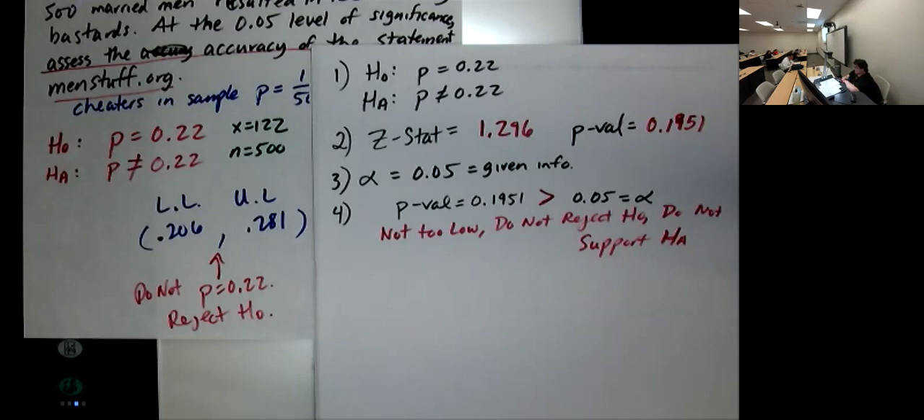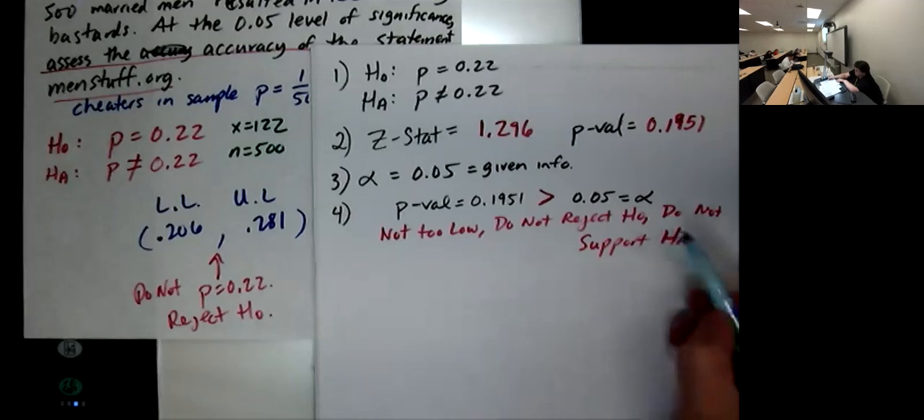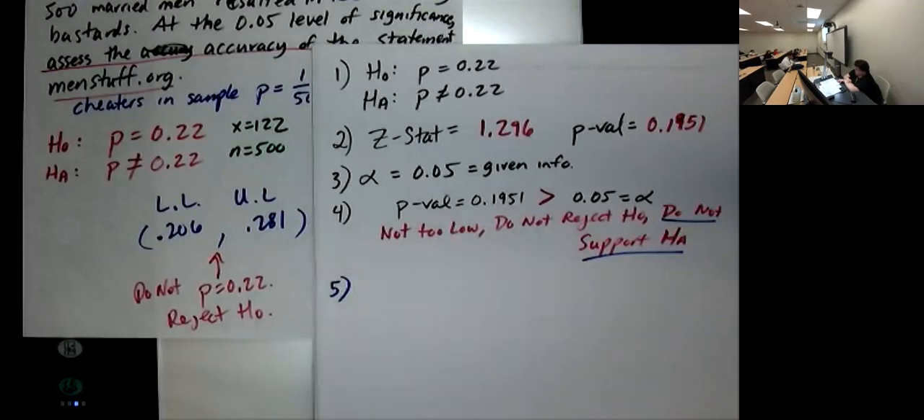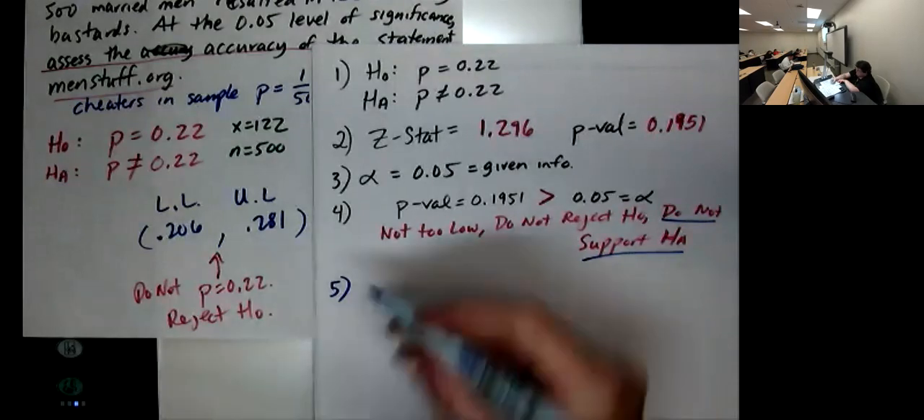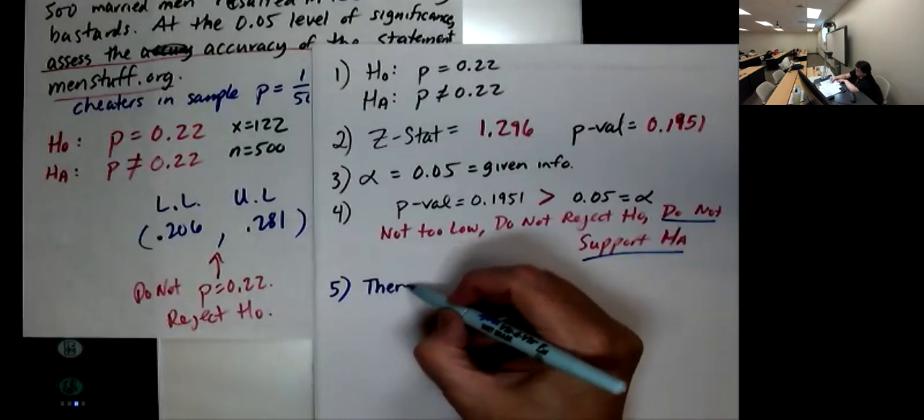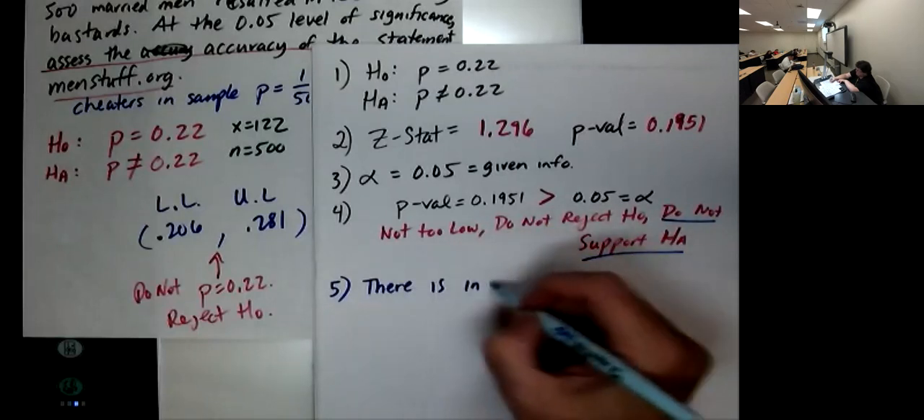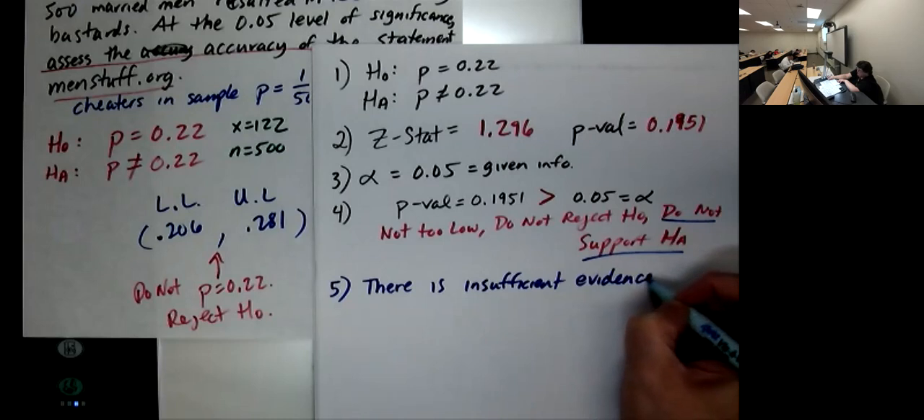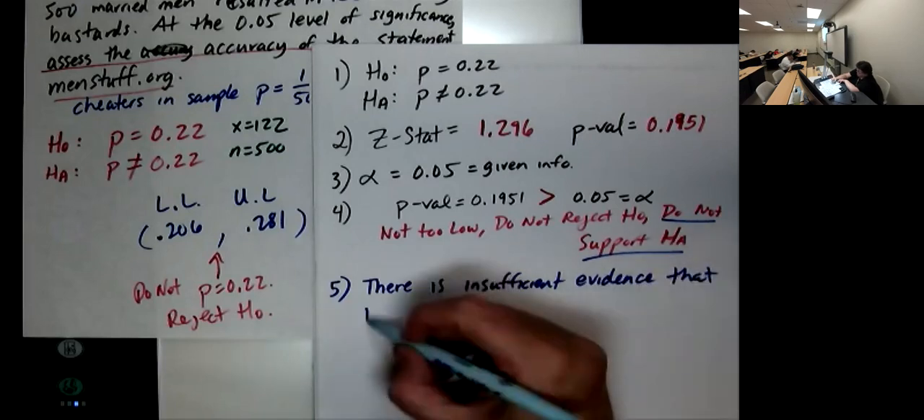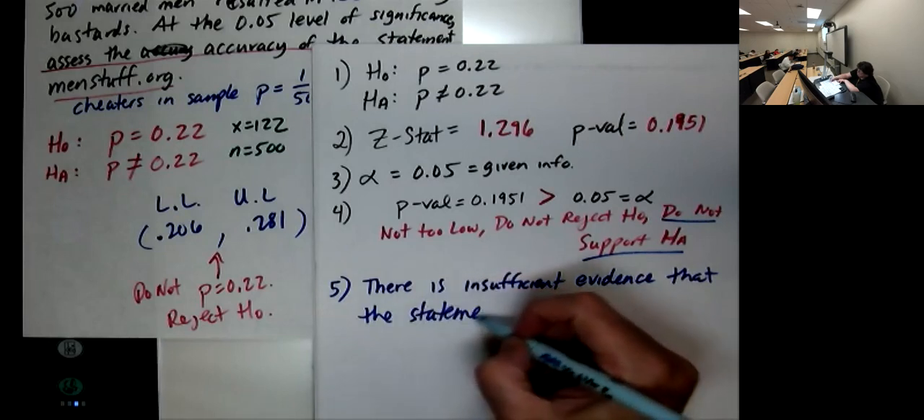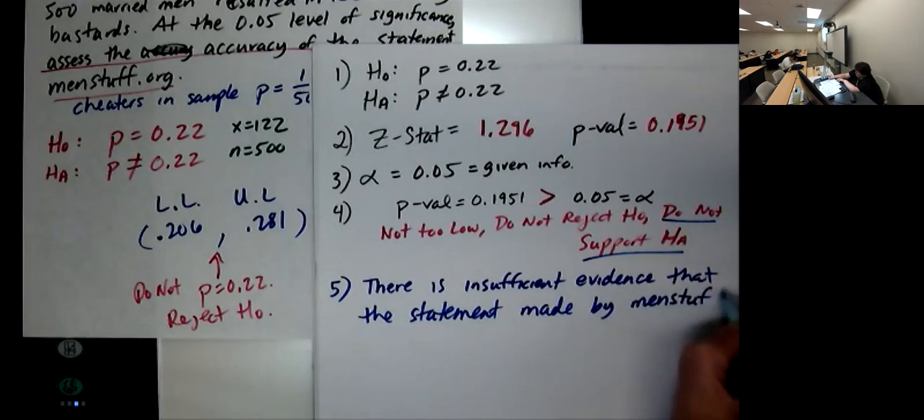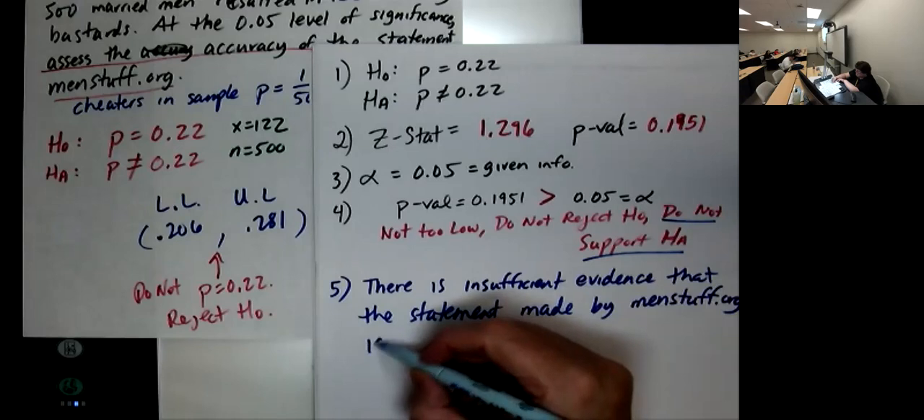So it's not too low. We're not going to reject H0. We're not going to support HA. This is what we're going to focus on in our statement of conclusion. We don't want to support HA, which means in this case, there is insufficient evidence that the statement made by minstuff.org is inaccurate.